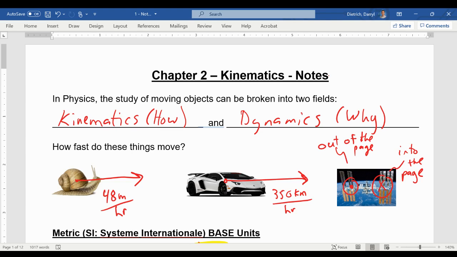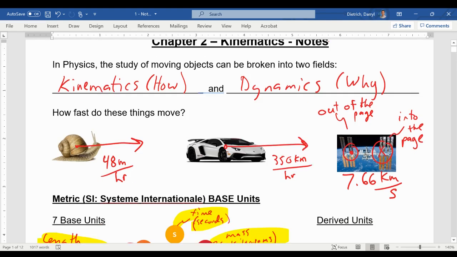Okay, so the speed of the International Space Station is about 7.66 kilometers every second. So in each one of these cases, it's just some length divided by some amount of time. And that's what we'll end up getting to when we're talking about speed and velocity.